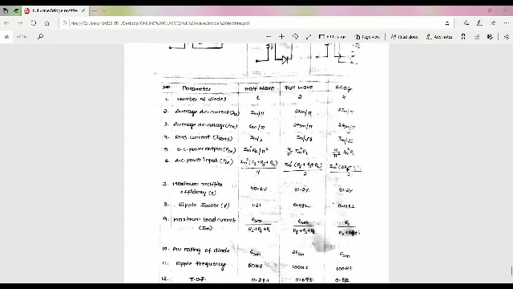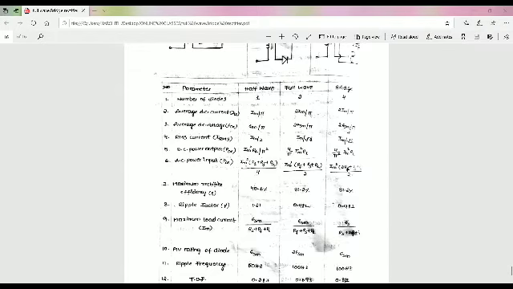Maximum load current, ESM by RS plus RF plus RL. In the full wave rectifier, ESM by RF plus RS plus RL. In the bridge rectifier, ES by 2RF plus RS plus RL. And 10th one, PIV rating of the diode. In the half wave rectifier, PIV rating of the diode is ESM. Full wave rectifier 2 ESM. In the bridge rectifier is ESM.